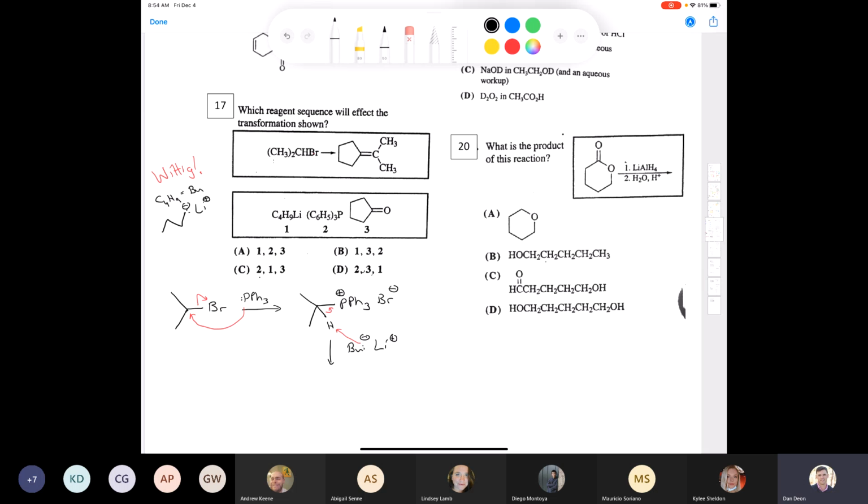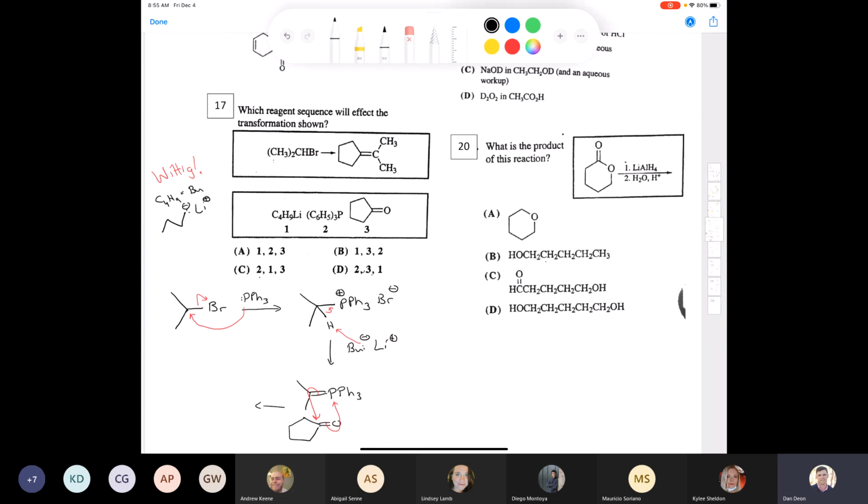So then we have our ylene, which looks like this. If you want to draw the ylide, that's totally fine too. And then we have our carbonyl compound. If you want to practice drawing the mechanism of the Wittig reaction, by all means do so. That's a Wittig reaction, right? We get our oxetane, then it undergoes decomposition to give you triphenylphosphine oxide. So the first one is reagent 2, then 1, so it's 2, 1, 3.